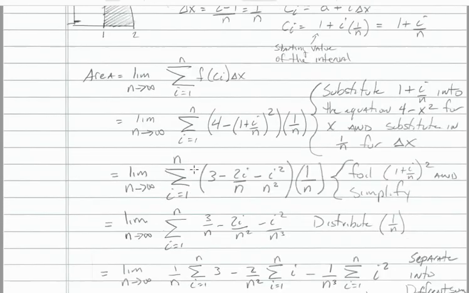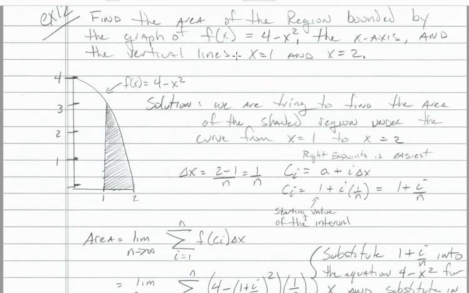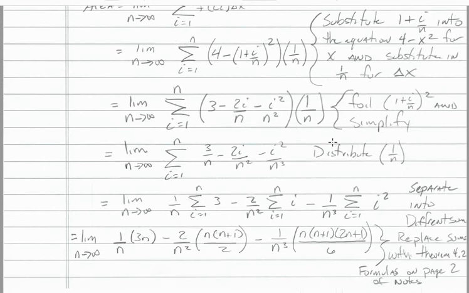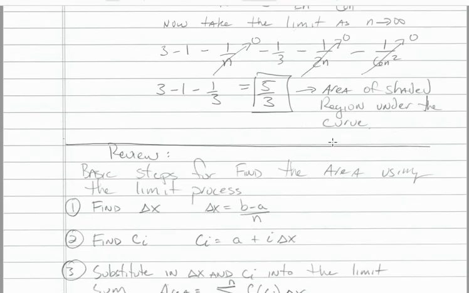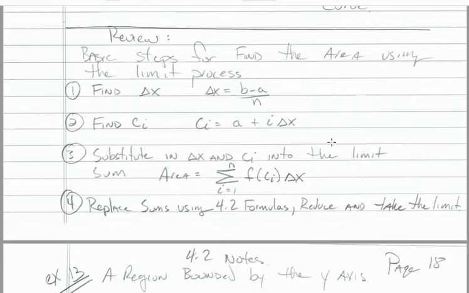So there's a limit problem where the intervals don't start at 0, they go between 1 and 2. Alright, if we just review what's going on, this is just the limit process. Review. Basic steps for us: always find delta x first. Well, if we back up a little bit, identify what a and b are, and from there we find delta x.